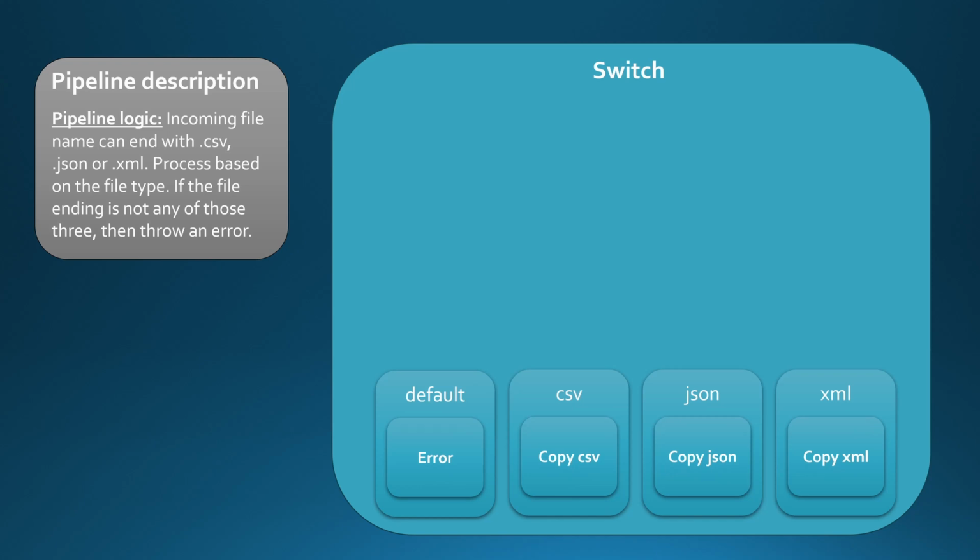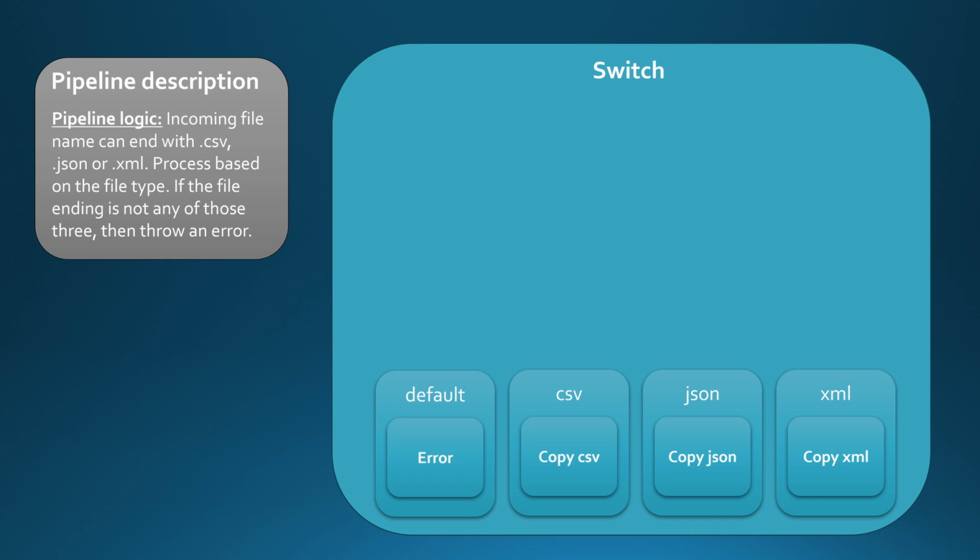In that activity, we have 4 different cases. First, we have the default case, which is the error case when none of the cases are matched. Then we have the CSV case, and we copy the CSV file when our file ending is .csv. Then we have JSON case, and we copy JSON file when our file ending is .json. And then we have the XML case, and we copy XML files when our file type is .xml.